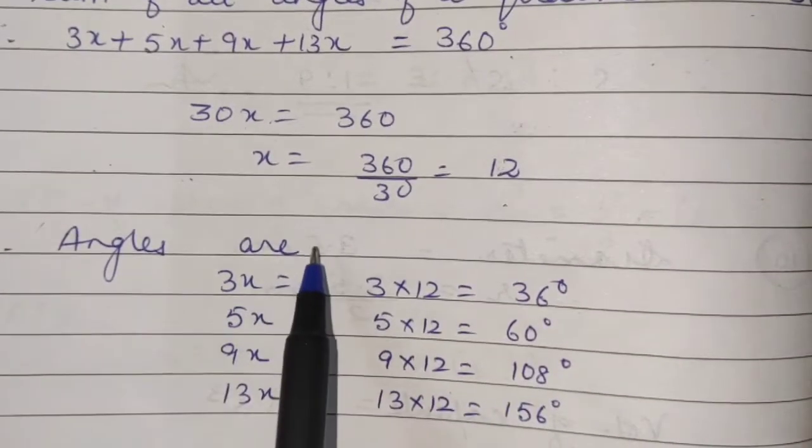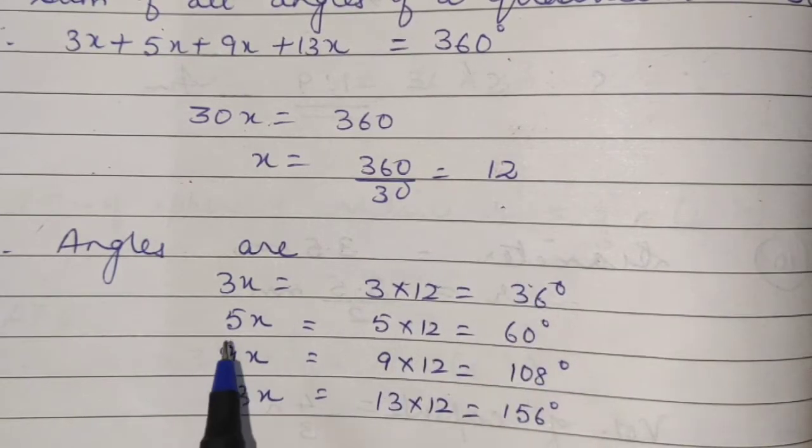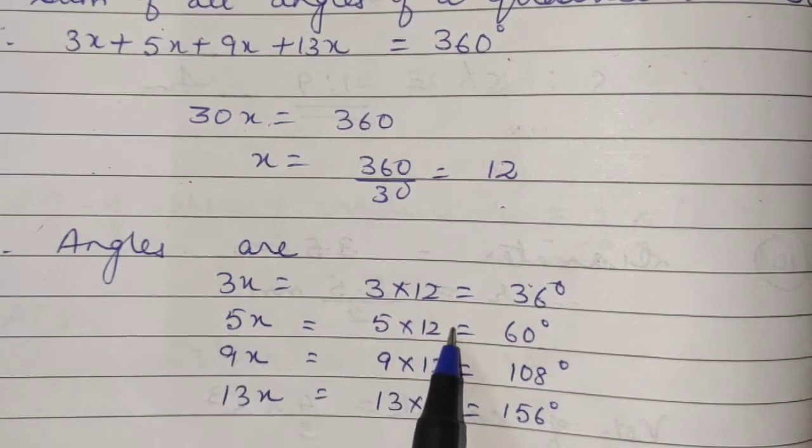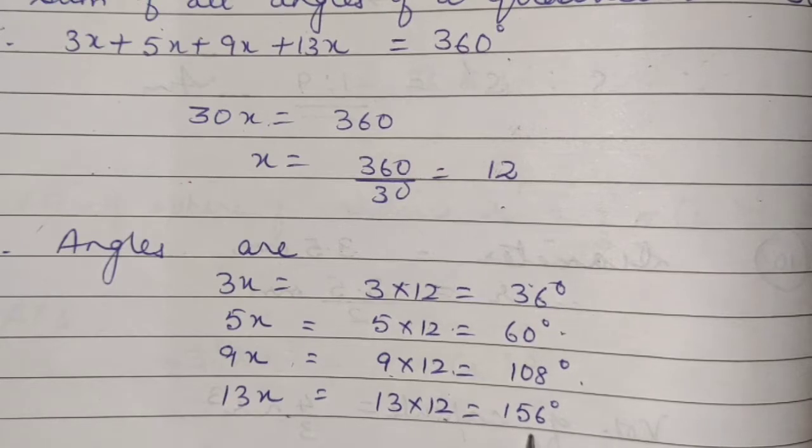So the required angles are 3x equals 3 into 12, 36 degrees. 5x equals 5 into 12, that is 60 degrees. 9x equals 9 into 12, that is 108 degrees. And 13x equals 13 into 12, that is 156 degrees.